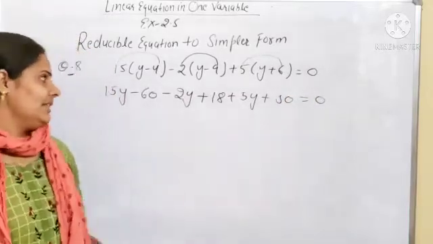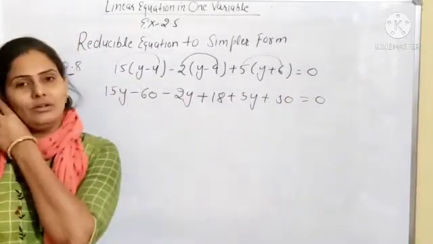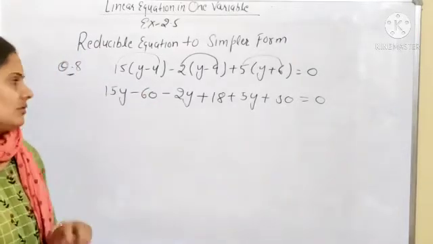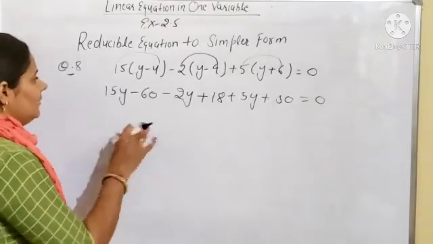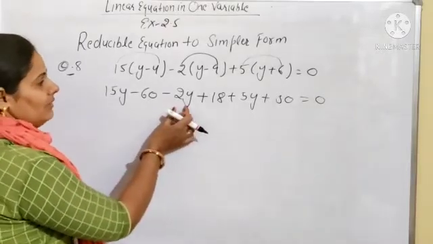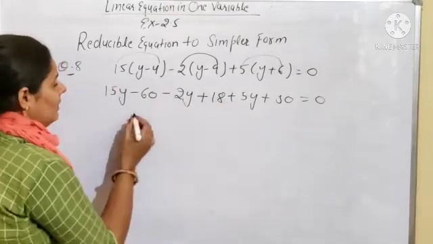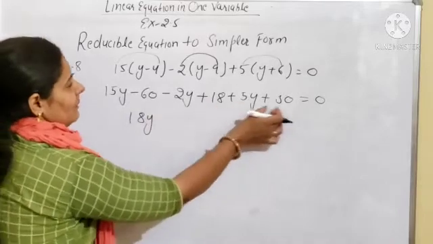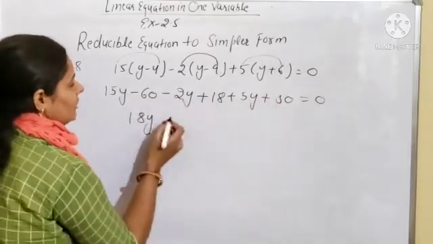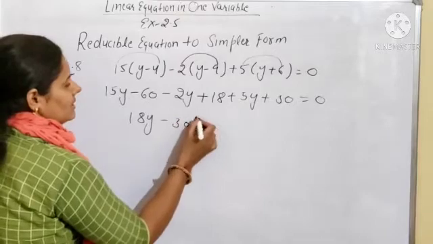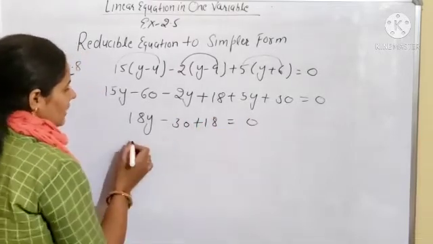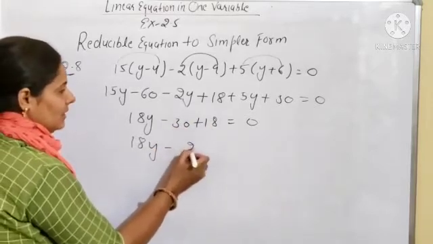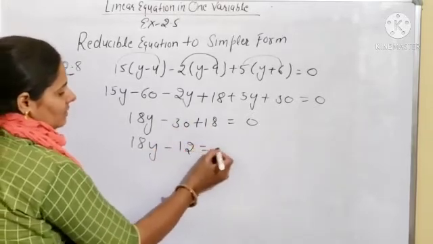Okay, now you can see in this equation all the variable and constant values are together. So first you will equate all the variable values. Okay beta, so first it is given 15y minus 2y, so it will be 13y, 13 plus 5y, so it will be 18y. Clear? Now minus 60 plus 18 plus 30, so minus 60 plus 30 you will get minus 30 and plus 18 is equal to 0. Now 18y minus, what will you get? Minus 30 plus 18, minus 12 is equal to 0.